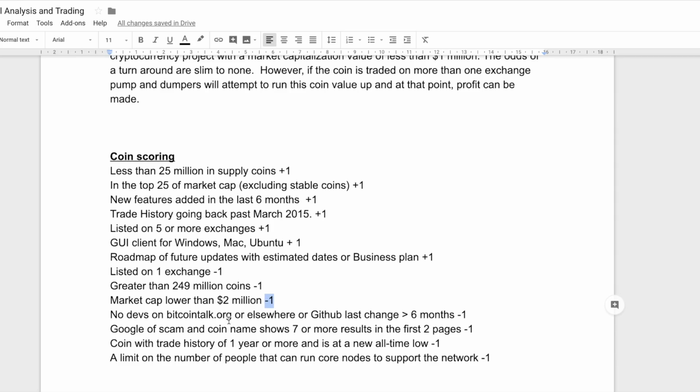No devs on Bitcointalk. So, for example, if they have a forum, not just Bitcointalk only, but their own forum where people can discuss and comment and talk to the developer, or some sort of area like Slack where the developers communicate with others, and they're not there, and there's no changes in the last 6 months, then they get a -1. If you Google scam and the name of your coin, and it shows 7 or more results in the first 2 pages, odds are.